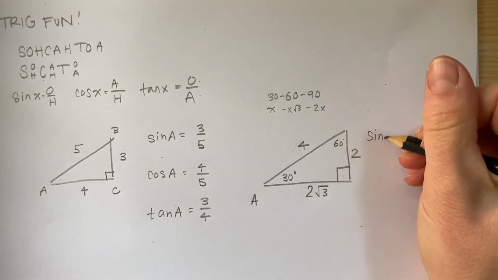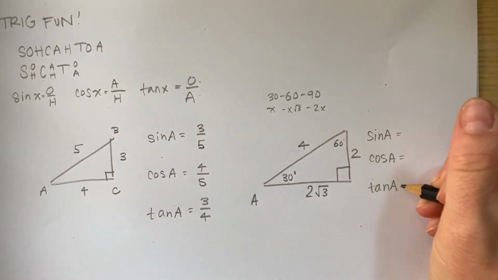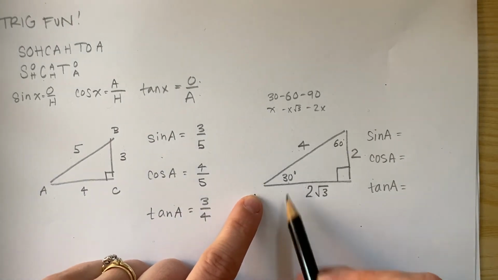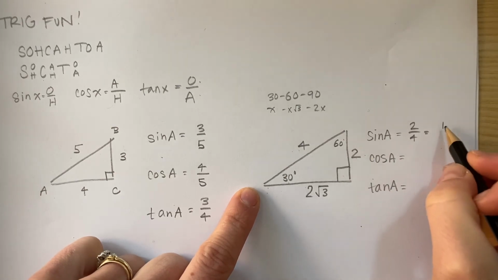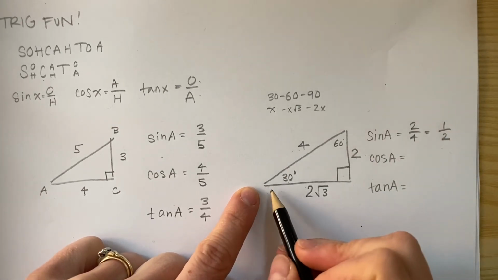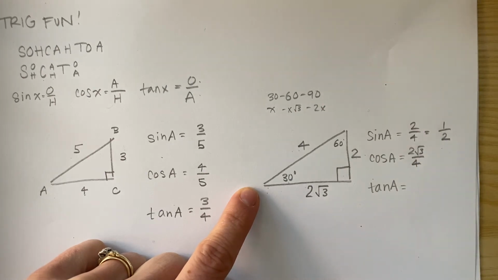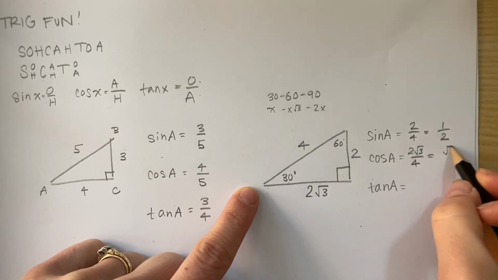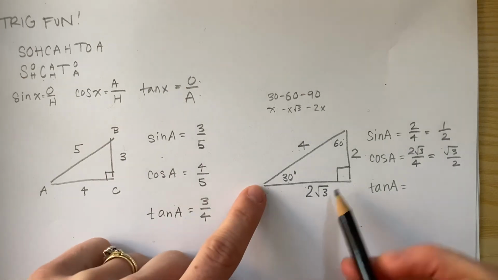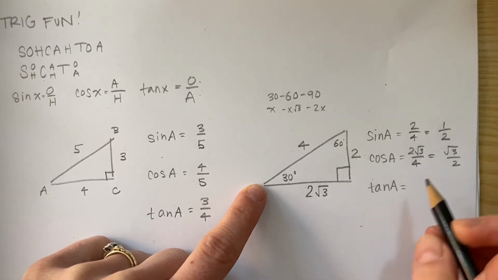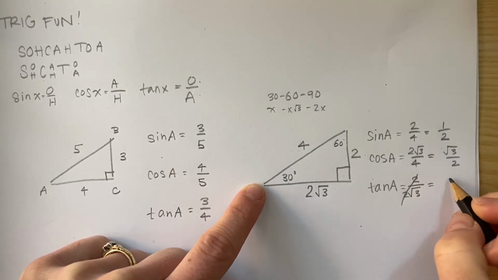Now, if we want to find the sine, cosine, and tangent of angle A, we're just going to use our angle relationship. So we put our angle finding finger on A, and sine is 2 over 4. Oh, we have to reduce that. That's 1/2. The cosine is going to be adjacent over hypotenuse, 2 root 3 over 4, which reduces to root 3 over 2. Great. And the tangent, opposite over adjacent, is going to be 2 over 2 root 3. And our 2's are going to cancel out, and we're going to get 1 over root 3.